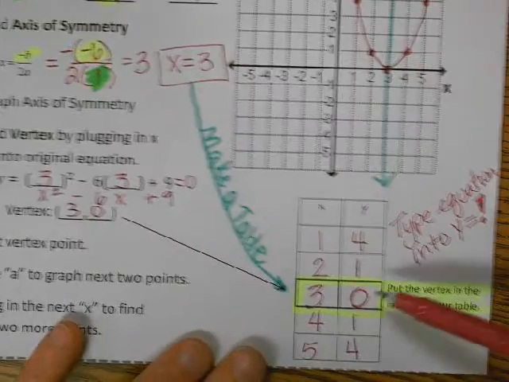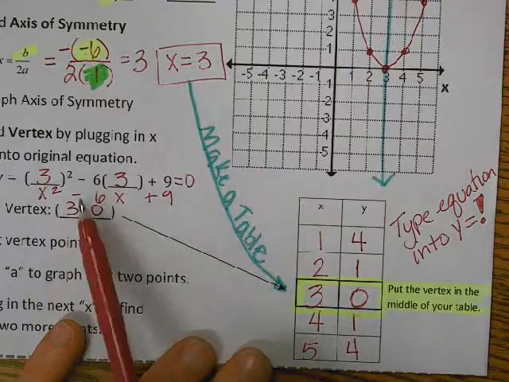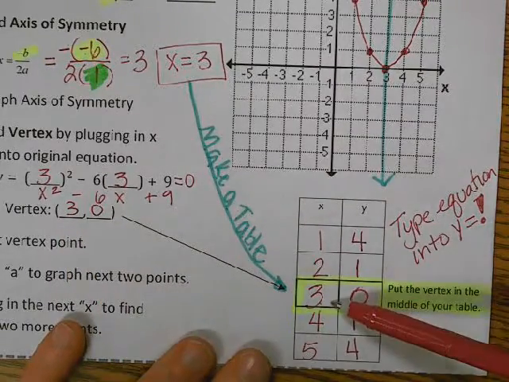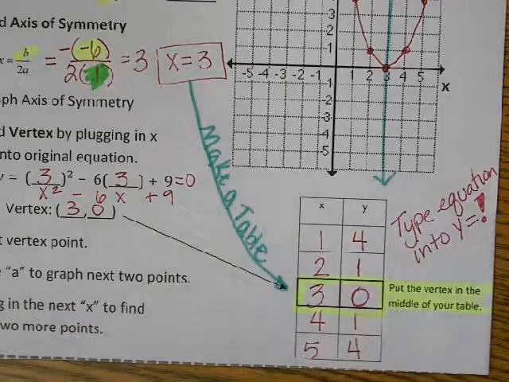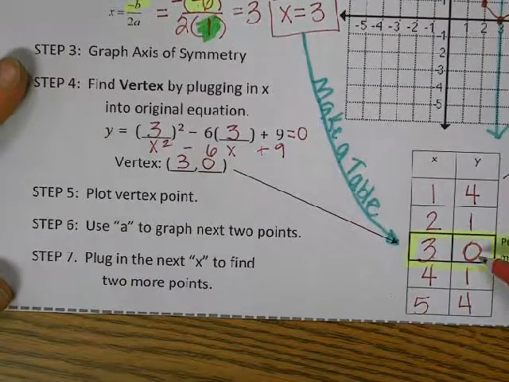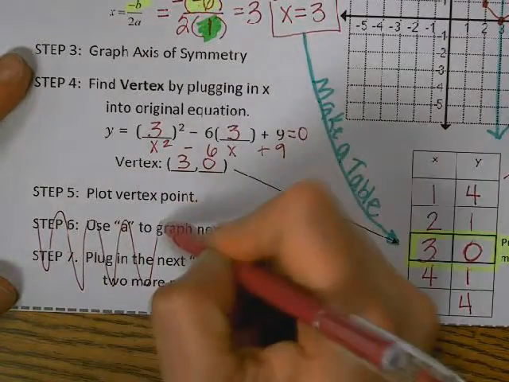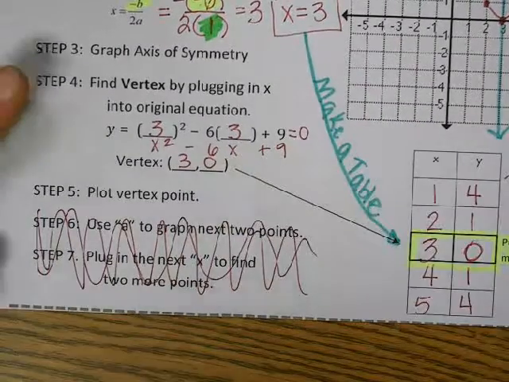Okay, if your axis of symmetry isn't a whole number, then you have to use this equation to find the vertex. But if it is a whole number, then your table is going to be pretty simple and it's the easiest way to get that vertex. Alright, the last thing is I always plot the vertex point first. If you notice when I graphed it, I plotted the vertex point first, and I'm not using 6 and 7, so don't worry about those 2 steps.